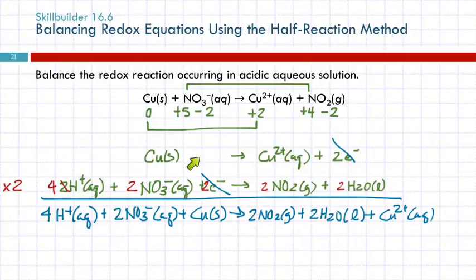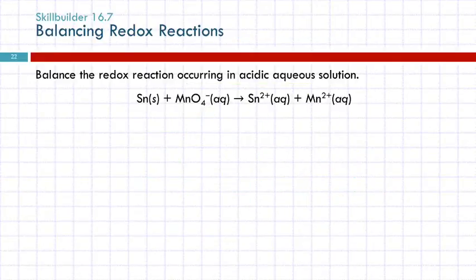But I'm gonna take care of the copper and the nitrogen. I don't want to balance the oxygen and then try to add something in to fix the nitrogen. You're going to balance everything except oxygen and hydrogen because you can use water and H+ to take care of those. So let's do another example. Here's another one.